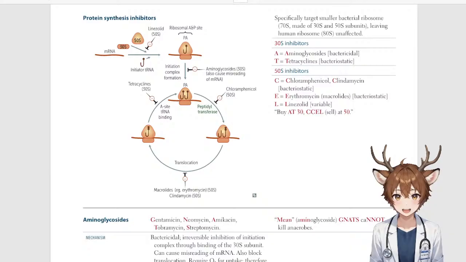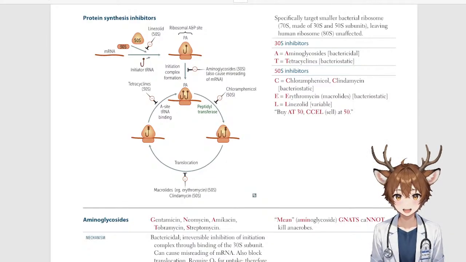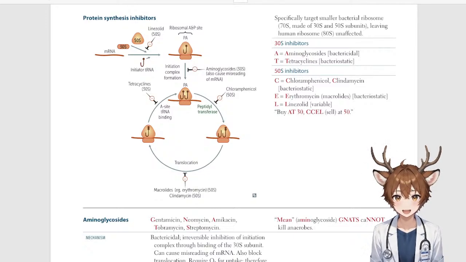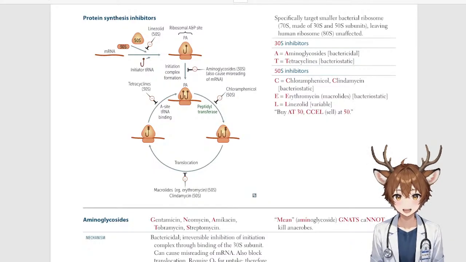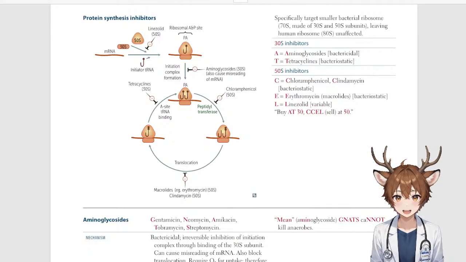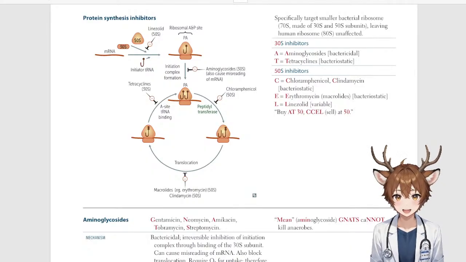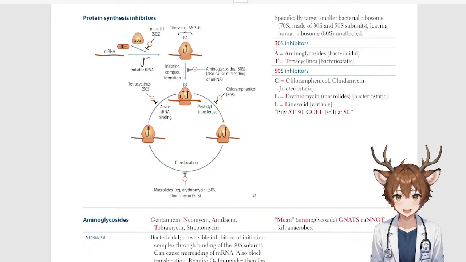Protein synthesis inhibitors. Protein synthesis inhibitors specifically target the smaller bacterial ribosomes, 70S, made of 30S and 50S subunits, leaving the human ribosome, 80S, unaffected. All are bacteriostatic except aminoglycosides, which are bactericidal, and linezolid, which is variable. The 30S inhibitors are aminoglycosides and tetracyclines. It says here, buy at 30, sell at 50. That's just a little mnemonic if you want to use it. I don't care for it, really. But aminoglycosides and tetracyclines, buy at 30, sell at 50.